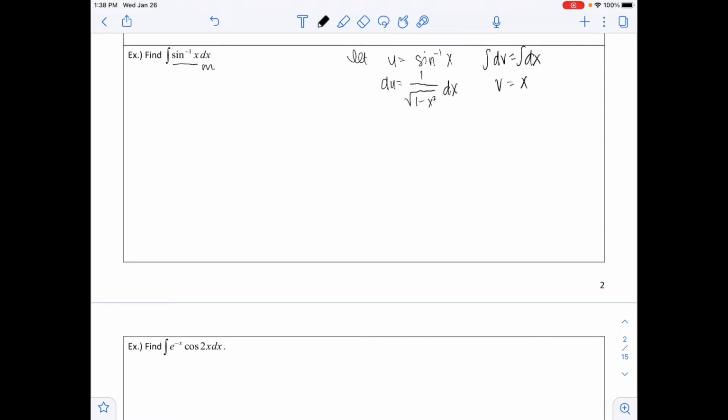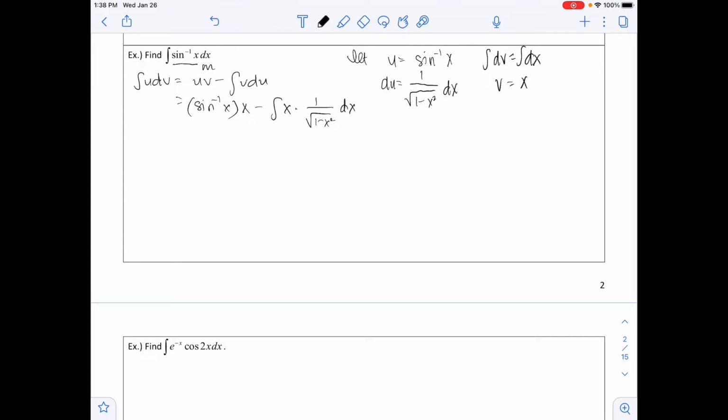So from here, I'm going to go ahead and use my integration by parts formula, which is the integral of u dv is equal to uv minus the integral of v du. And so substituting in these parts, we have u, which is sine inverse of x, times v, which is x, minus the integral of v, which is x, times du, which is 1 over the square root of 1 minus x^2 dx.